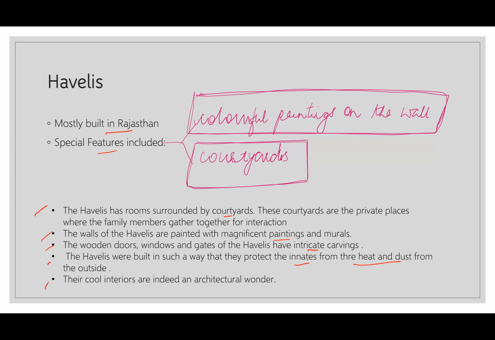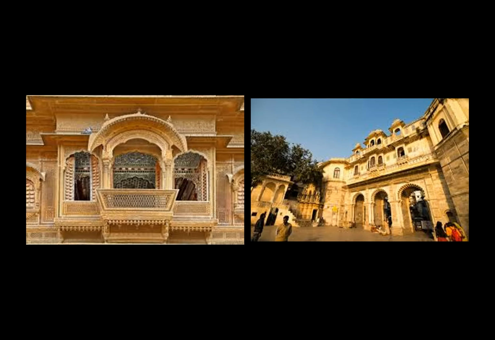So Havelis have rooms surrounded by the courtyard, and these courtyards are the private places where the family members stay. The walls have paintings, the doors, windows, gates have carvings, and the Havelis are built in such a way that it protects the people from heat and dust from the outside. Cool interiors are an architectural wonder. So see, this is how the Havelis kind of looked, right?